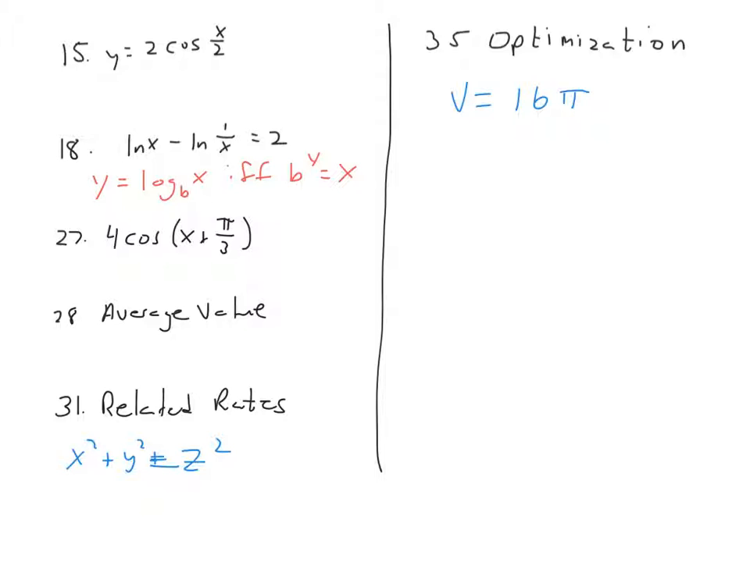Okay, so I know that pi r squared h equals 16 pi, and then you're going to have to minimize surface area, and surface area in this case is going to be the surface area of the side of the cylinder, plus the surface areas of the top and bottom of the cylinder. So you have to use all that information in terms of answering that question.